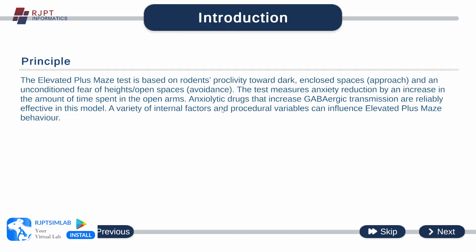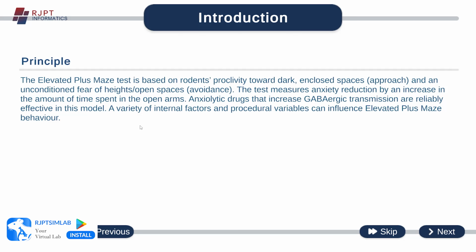Anxiolytic drugs that increase GABAergic transmission are reliably effective in this model. So when we observe these, we can observe the effect of the anxiolytic drugs. What are anxiolytic drugs?